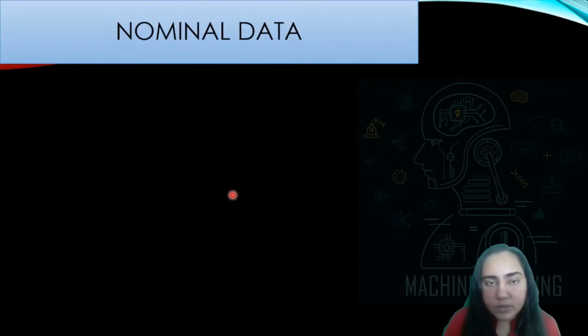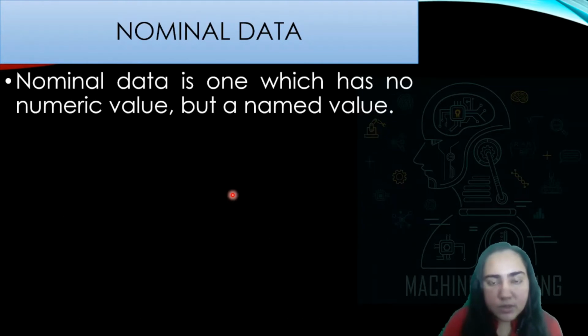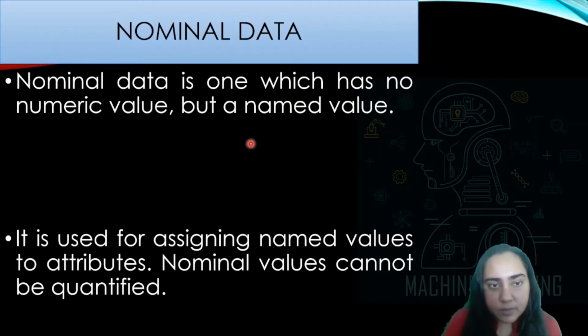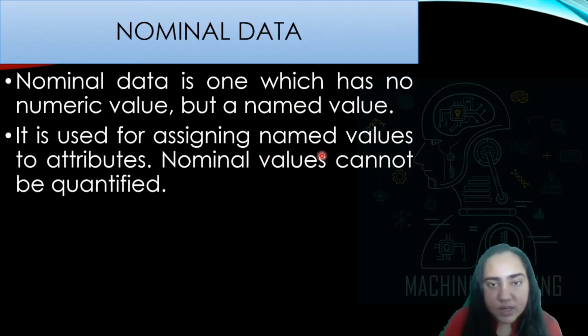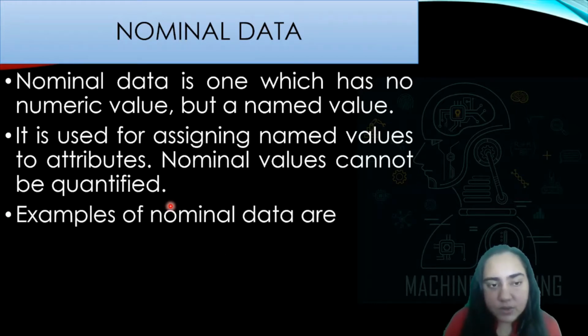Let's take a look at nominal data. So nominal data is one which has no numeric value, but it has a named value, okay? And it is used for assigning named values to attributes. Nominal values cannot be quantified because they are qualitative and because they have some named values which are assigned to the attributes. Let's see some examples.